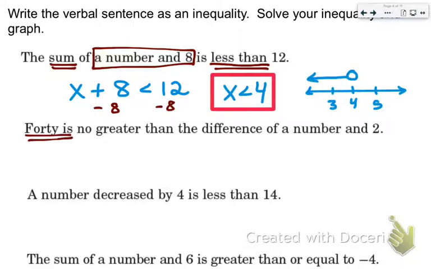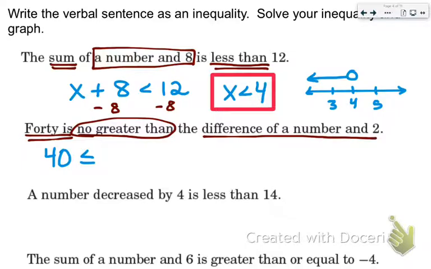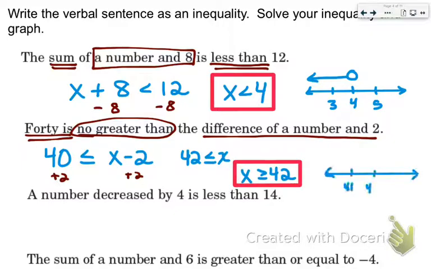Our second example, we have 40 is no greater. So on the left side, we need the number 40. No greater than means we need a less than or equal to. So it can be equal to it, it just can't be bigger. So that's why we need the less than or equal to sign. And then we've got the difference of a number and 2. Difference means subtract. So x minus 2. Again, you can use any variable you want. I'm just going to use x for all of these. And solve. And for this one, I'm going to rearrange it. Alligator's eating the x.